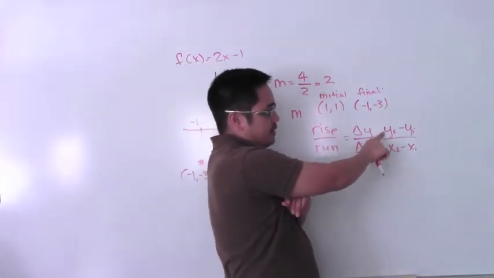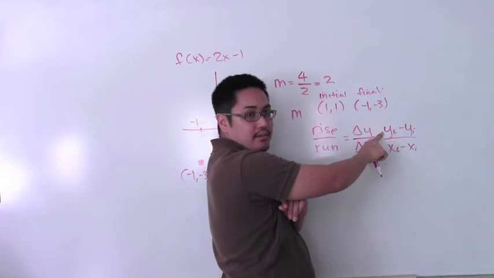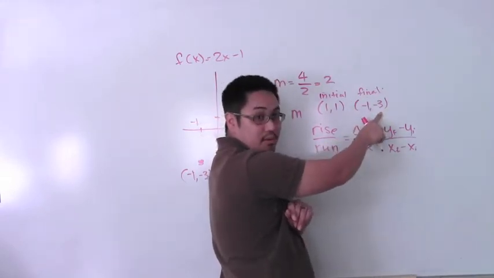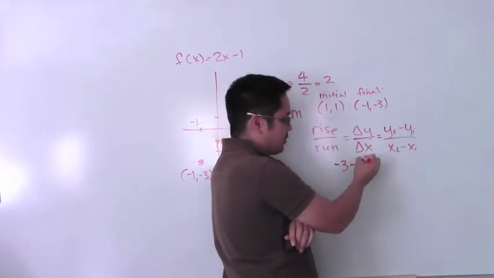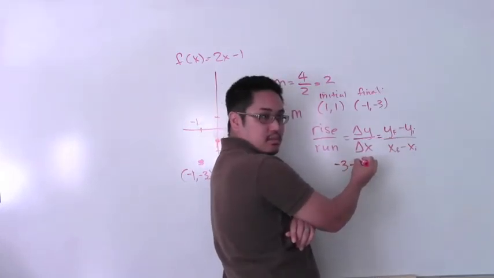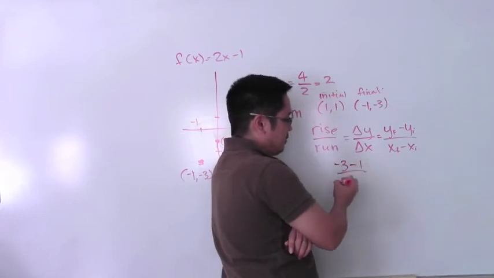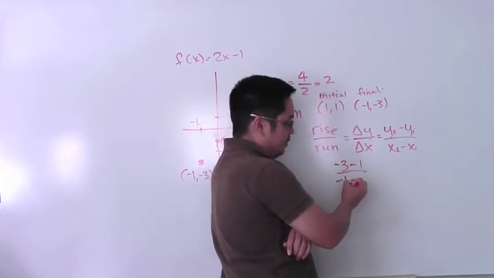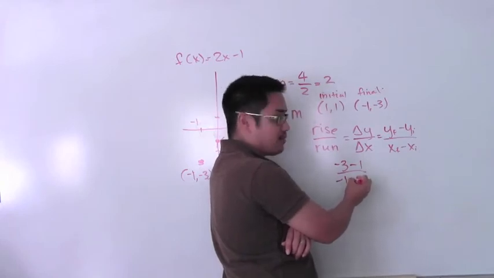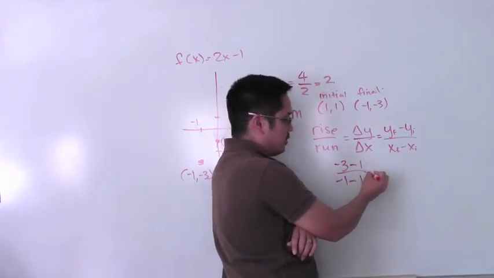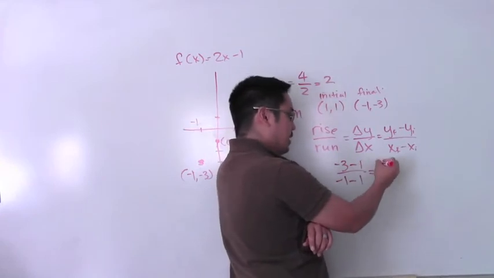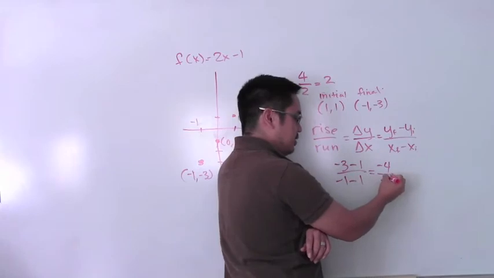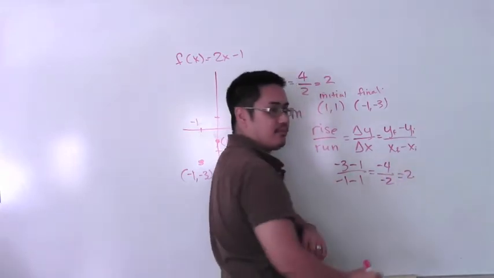What is y final? -3, because that's the final. Those are the y coordinates. What's the y initial? 1. There we go. Over x final. What is the x final? There we go. What is minus x initial? 1. -3 minus 1 is -4. -1 minus 1 is -2. That's also known as positive 2.